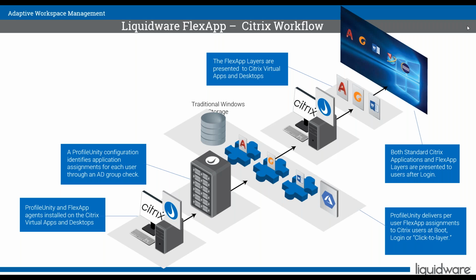So the agent that gets installed to the endpoint, how would you get the agent for FlexApp? It's part of Profile Unity as well. How would that get installed usually in a Citrix environment? Usually you will bake that into the image. That is probably the most consistent manner for that one. You just kind of run it off a network share and it installs into the image.